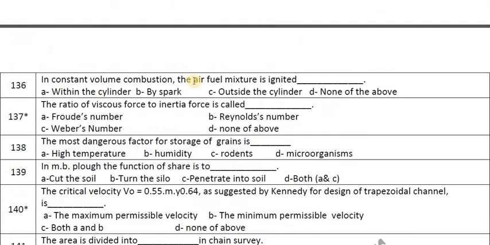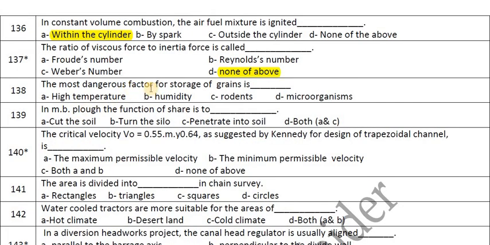In constant volume combustion, the air-fuel mixture is ignited within the cylinder. The ratio of viscous force to inertia force is called Froude number, Reynolds number, Weber number, none of above. So none of above. The most dangerous factor for storage of grain is rodents.